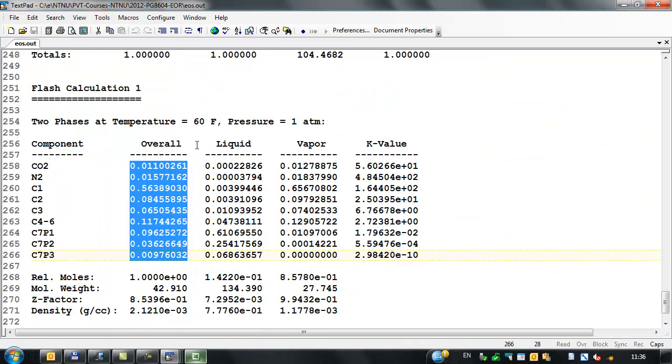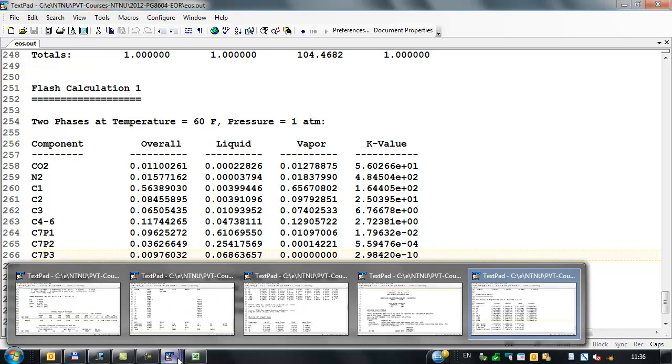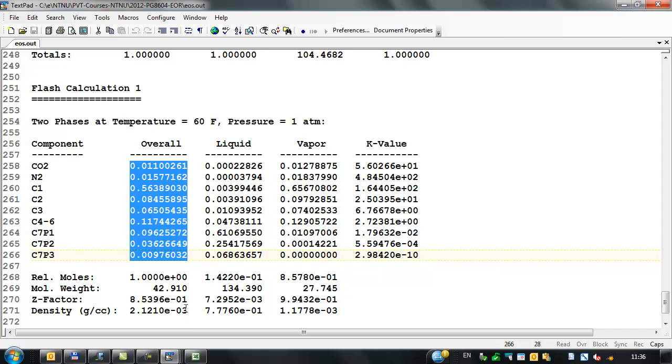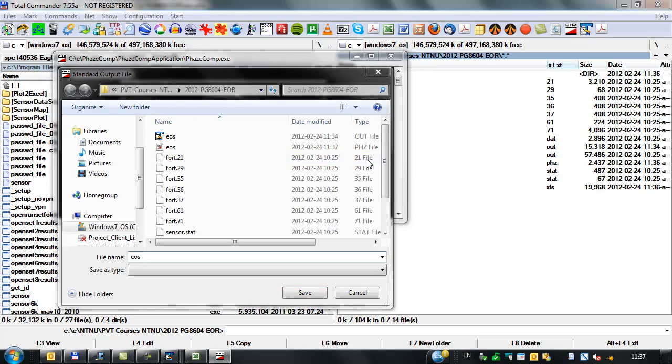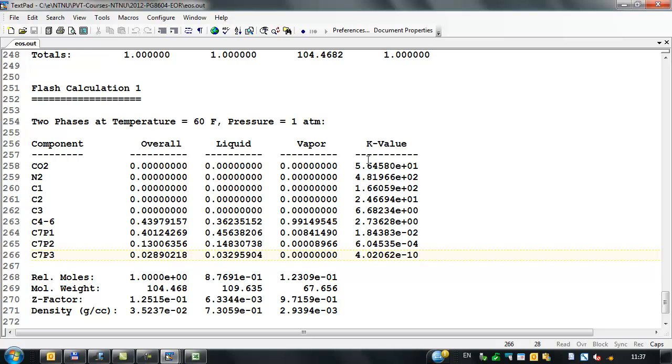You see, it was not doing the flash with the stock tank oil. It was using whatever was coming from somewhere else. So we have to change this here to feed like that. There we go. Okay. And it's doing... it still seems to get two phases. It's not good. Still.